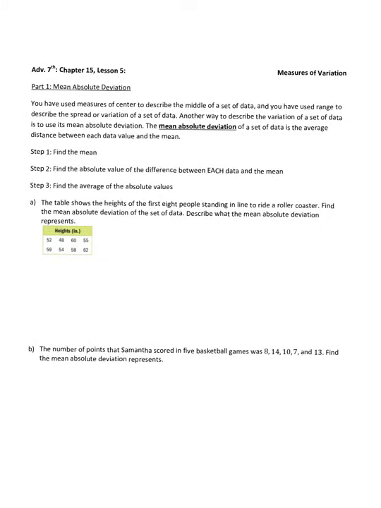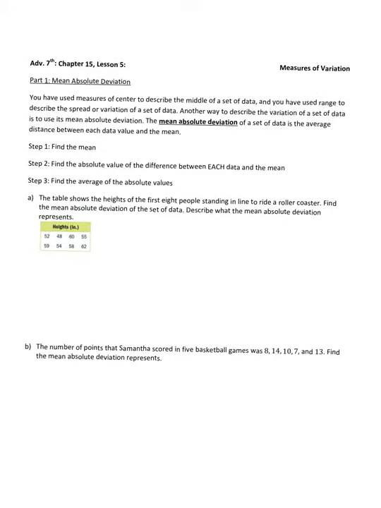Advanced 7th, Chapter 15, Lesson 5, Measures of Variation, or Measures of the Spread of Data. Part 1, the Mean Absolute Deviation, or MAD. You have used measures of center to describe the middle of a set of data, and you have used range to describe the spread, or variation of data.